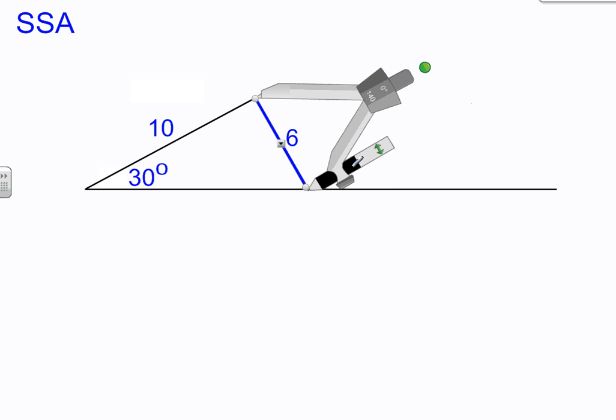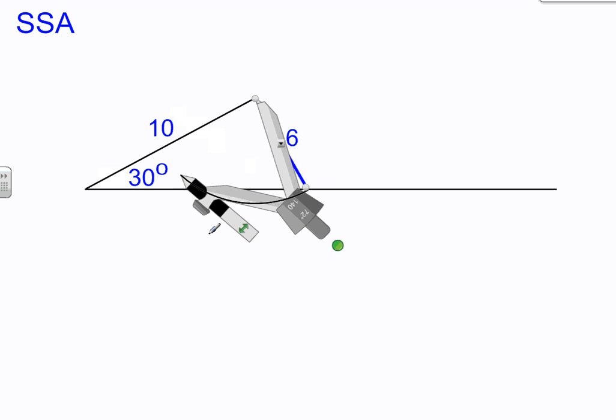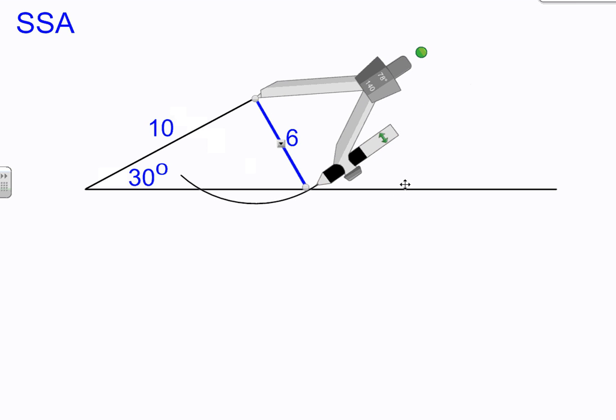In this triangle, I've got a side of 6 and a side of 10 and an angle of 30. If I got this compass set up and draw this, I could have the exact same information and have that side over there. So there's two triangles that could be formed with sides 6, 10, and 30. That's one situation. So we don't use side-side-angle as a congruent shortcut for that reason.